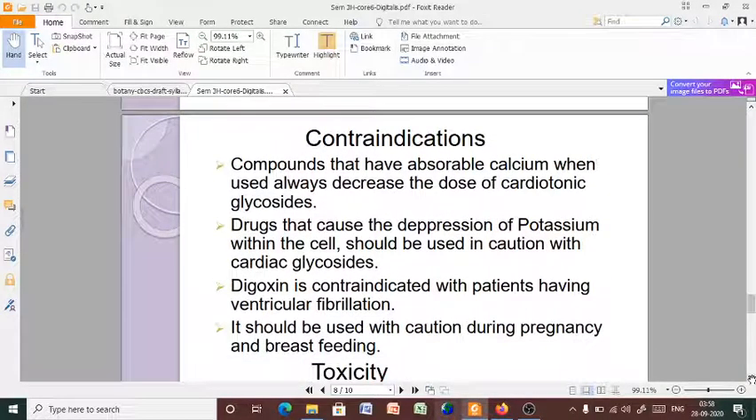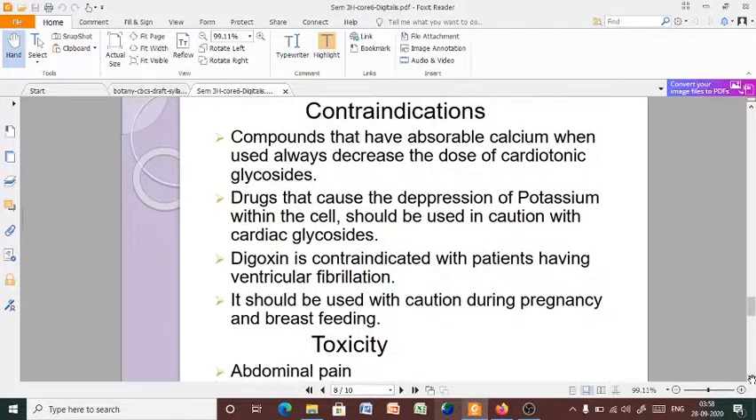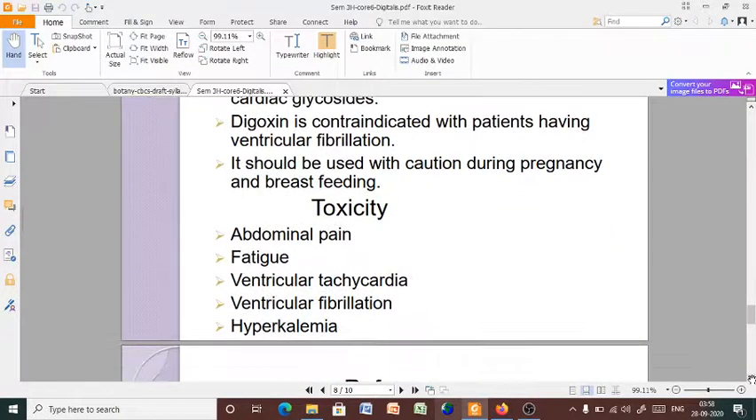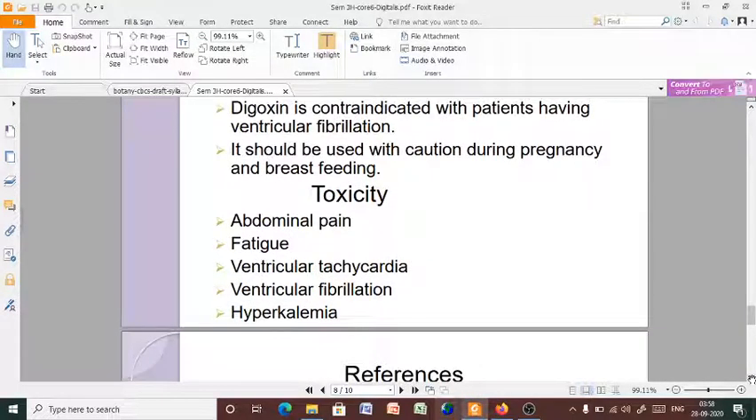Now, other contraindications. Compounds that have absorbable calcium, when used, always decrease the dose of cardiotonic glycosides. Drugs that cause the depletion of potassium within the cell should be used with caution with cardioglycosides. Digoxin is contraindicated in patients having ventricular fibrillation. It should be used with caution during pregnancy and breastfeeding. Other associated toxicity includes abdominal pain, fatigue, ventricular tachycardia, ventricular fibrillation, and hyperkalemia.